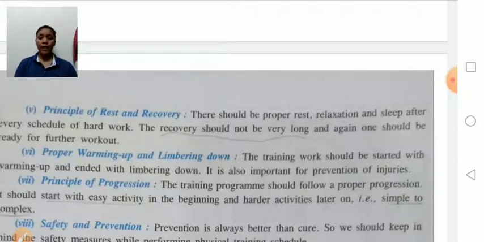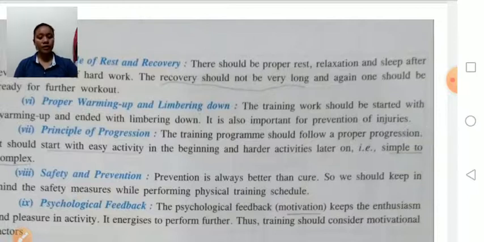Proper warming up and limbering down. Warming up means increasing the body temperature. Before performing any activity, we should perform warming up. Warming up helps to reduce injury. And limbering down means cooling down. After every physical activity, we should perform limbering down, means we should do cool down exercises to bring our body temperature to its normal level, so that it helps to relax the body.